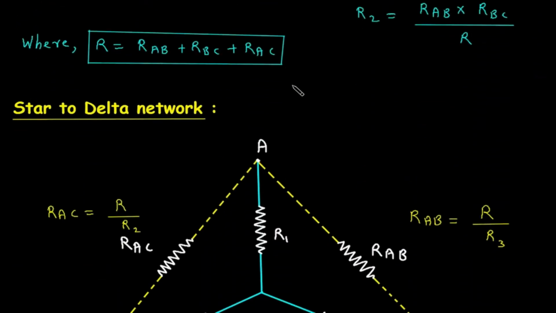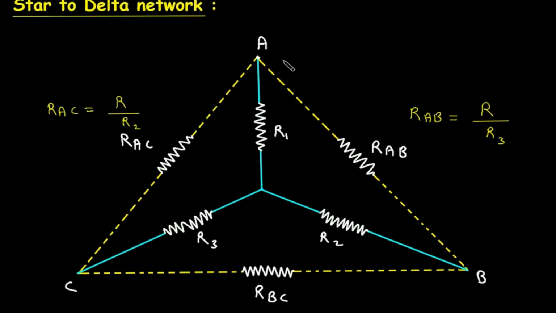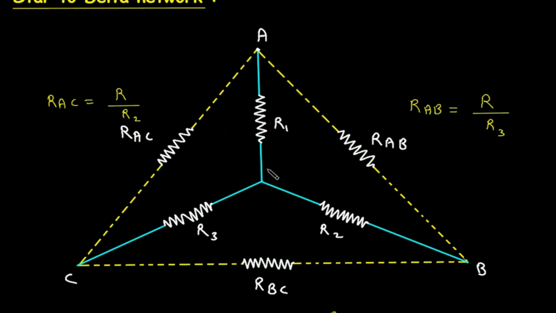Now suppose we have to convert a star network to its equivalent delta network. So here we can see this is a star network and we want to convert it into its equivalent delta network. So to find RAB, we will use the formula RAB is equal to R divided by R3, where this R3 is the opposite of this RAB.